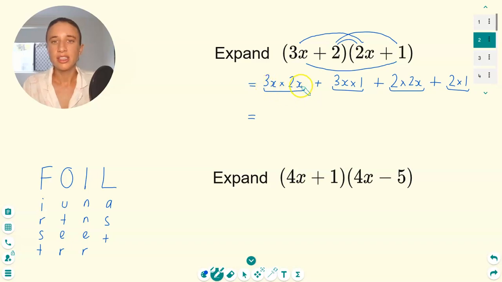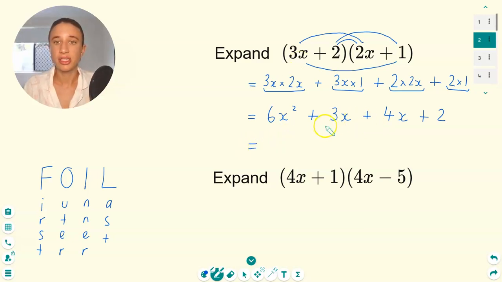So 3x times 2x, well, 3 times 2 is 6. X times x is x squared, plus, well, 3 times 1 is 3, x times 1 is just x, plus 2 times 2 is 4, x times 1 is x, plus 2 times 1 is 2. And then you have to ask yourself, is this fully simplified? Well, it is not. We have some like terms in there, right, in the middle. So I can add that 3x plus 4x is 7x, and then just rewrite 6x squared plus 7x plus 2.